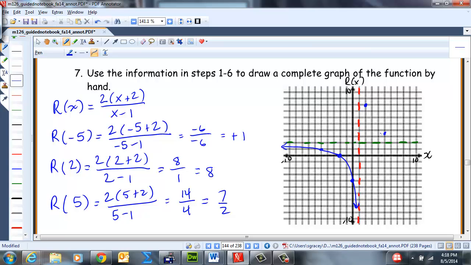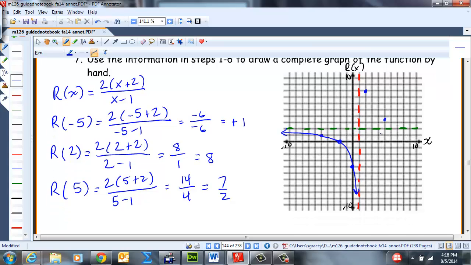So do you see it seems to be trending in the same way? I'm going to go ahead and find out what r at 3 is, just so I can get that middle value. And then we'll move on. So 3 plus 2 is 5 times 2 is 10 over 2, which is 5. So I believe our graph will look like this. So let's see how close we came.